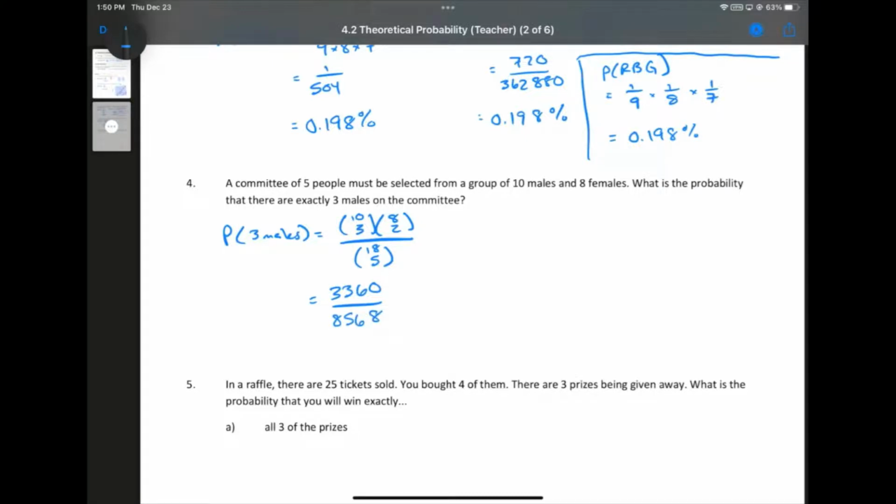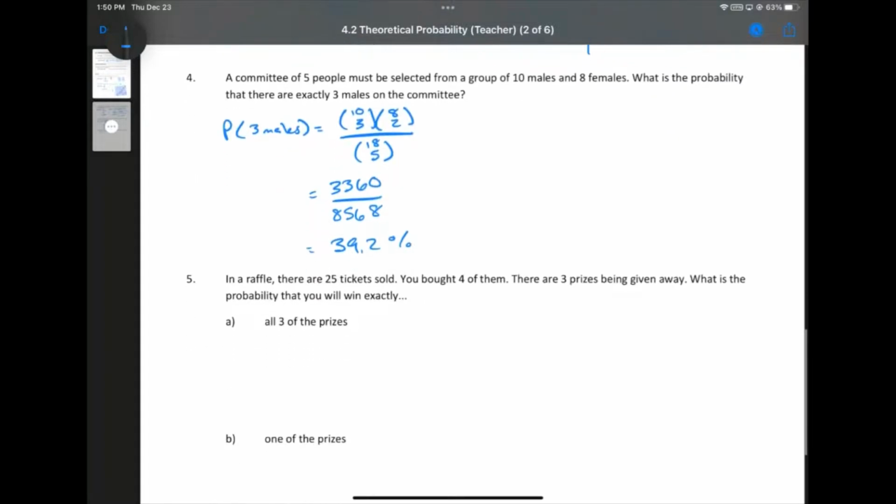And when I do the division, I get 0.392 or 39.2%. That's a relatively high percentage, but at the same time, if we think about it, there's slightly more males than females. So if we choose 5, it makes sense that it's going to be significantly likely that our group will have slightly more males than females. So it really is just a ratio issue. We're picking a very similar ratio in our sample to the one we had in the original group. So we get a fairly high probability of that happening.